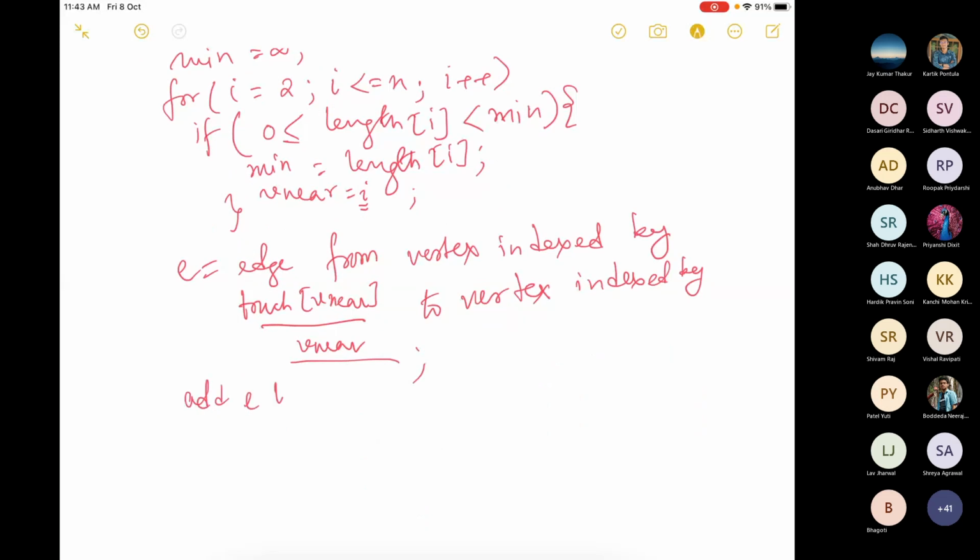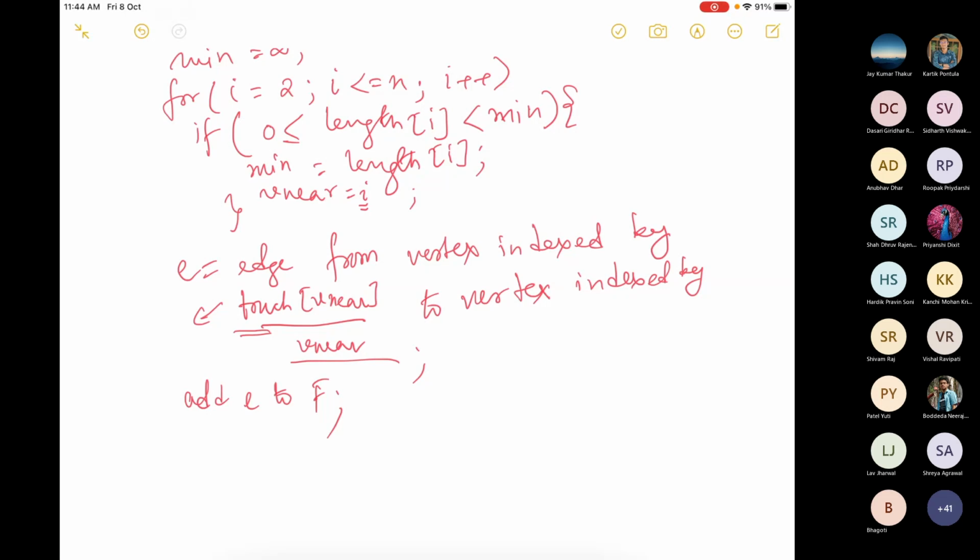Could you explain this again? The touch of vnear. Do you remember Prim's algorithm? Were you there in the class? What was the idea there? In that case, this was nearest of vnear, the nearest which was connecting to the vnear. Similarly here also, that is contained in touch of vnear.